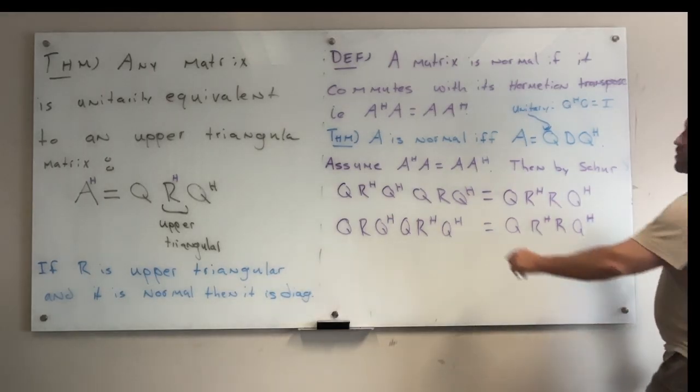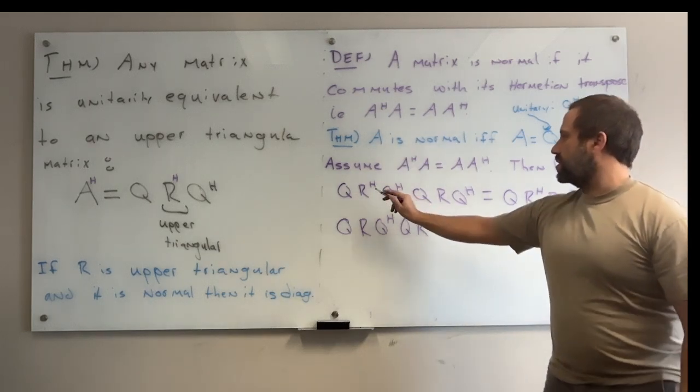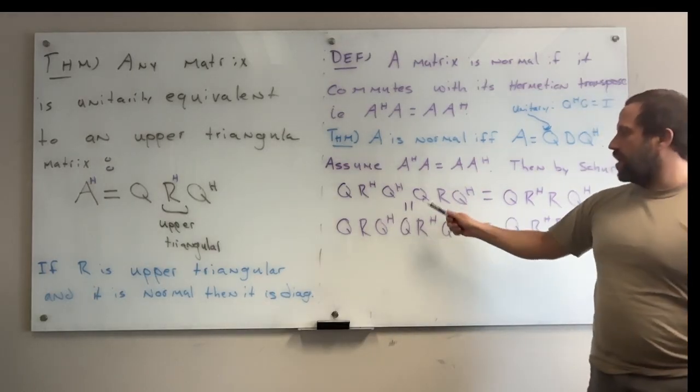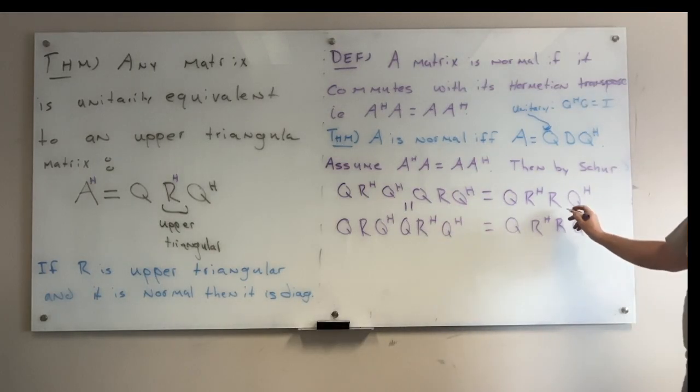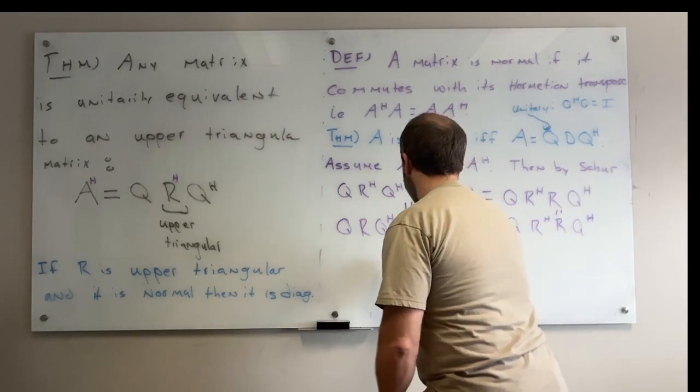And since A is normal, these two things are equal to each other. So these two things are equal to each other. This is A^H A. This is A A^H. By normality of A, they're equal to each other. And so these two things are equal to each other. Okay? So therefore, I'm going to write this and step out of the way.